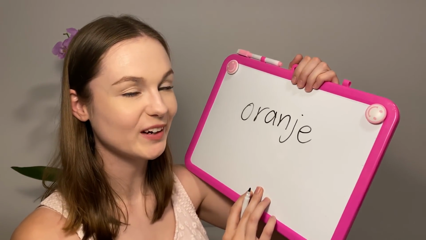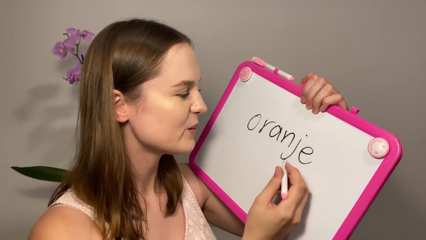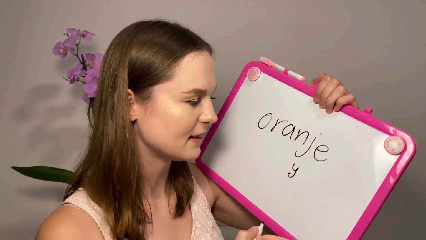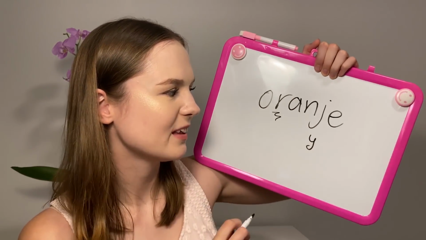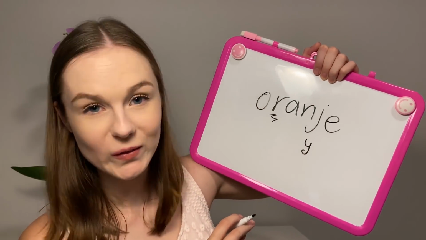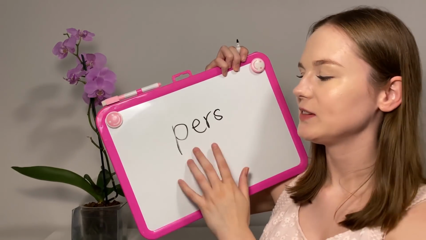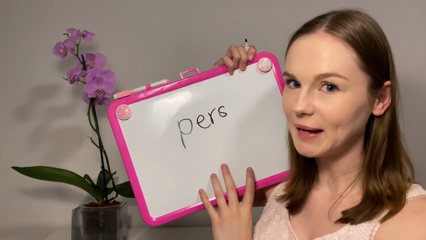Oranje. So the J is like a Y sound, oranje, and that's rolled. It's a bit of a weird one. Then we have purple. I love purple. Okay. Which is pers.